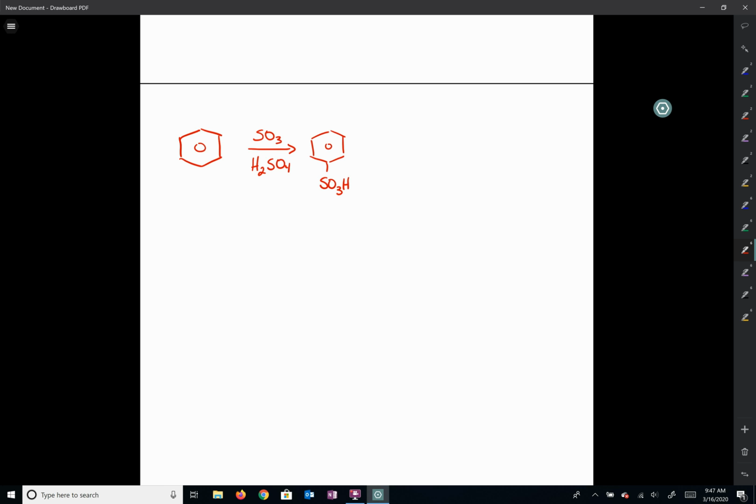Wow. Now, what in the world is this? Okay, so let's break this down just a little bit. This is what's known as fuming sulfuric acid. So the way they make sulfuric acid is they basically burn sulfur.